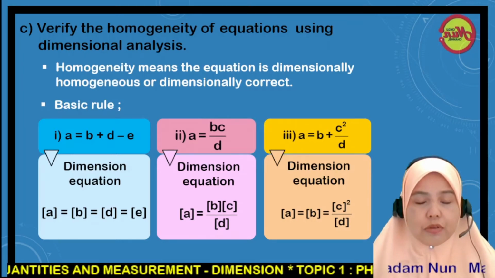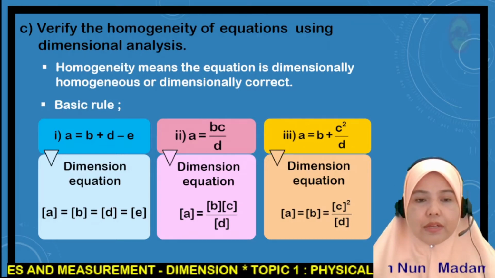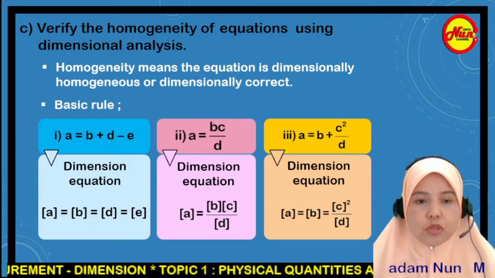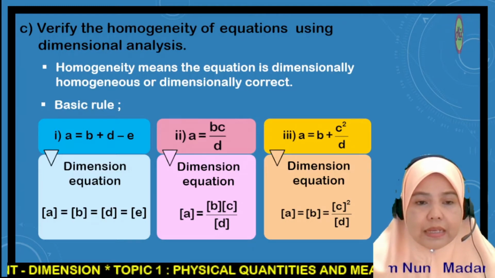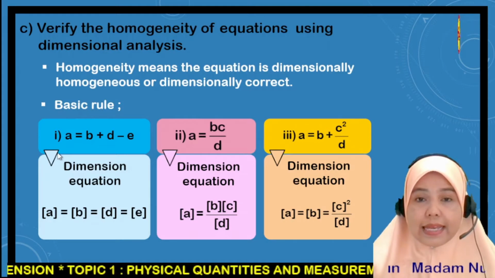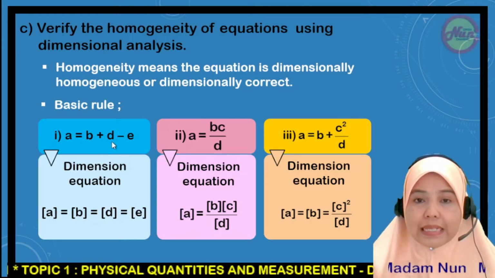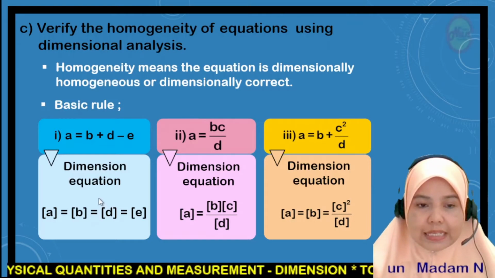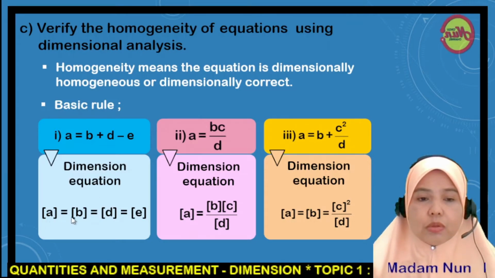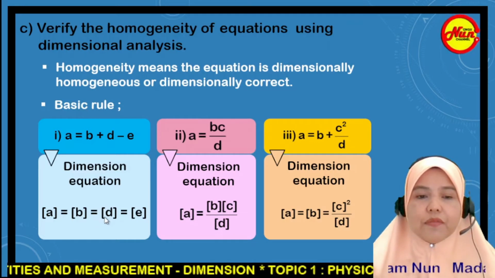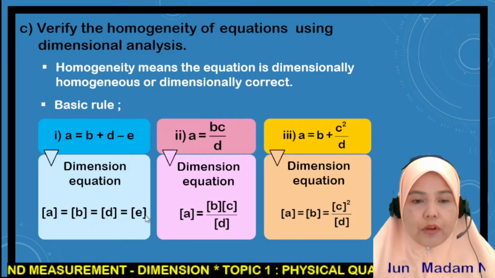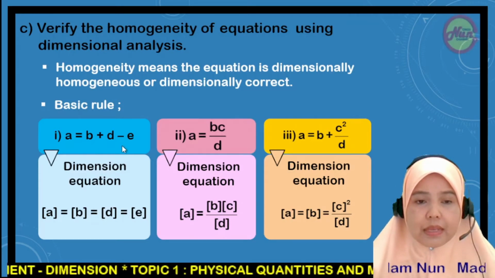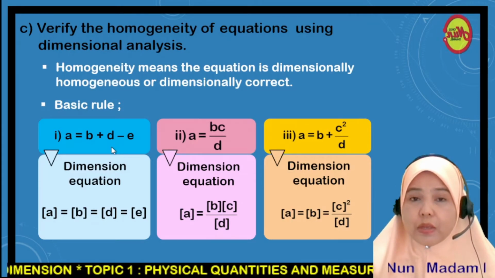The first basic rule is if we have an equation involving addition and subtraction. For example, let's say the equation is A equals B plus D minus E. The way we write down the dimension equation is: the dimension of A is equal to the dimension of B, equal to the dimension of D, and equal to the dimension of E. This means that for addition or subtraction operations, the dimensions of the terms are equal.